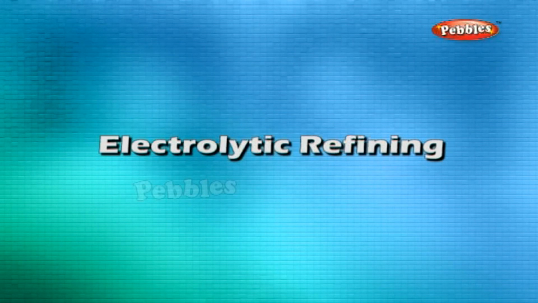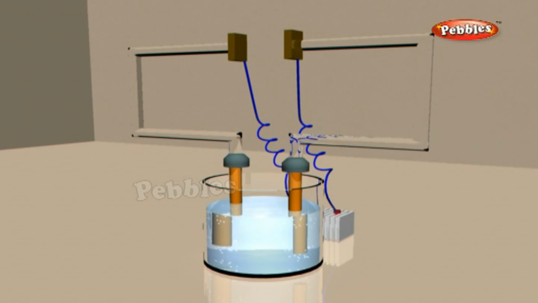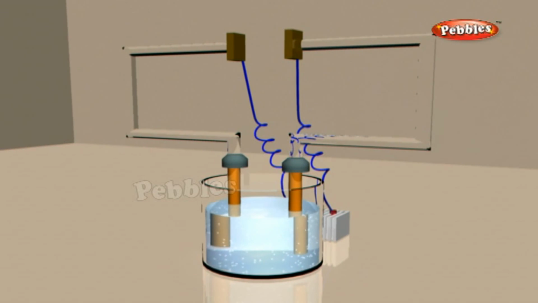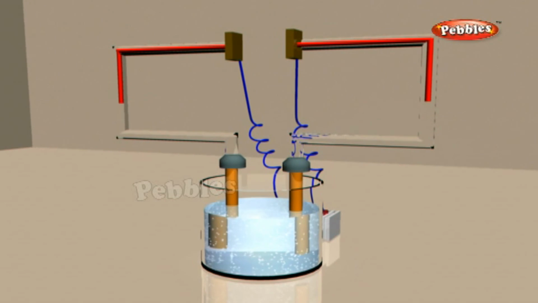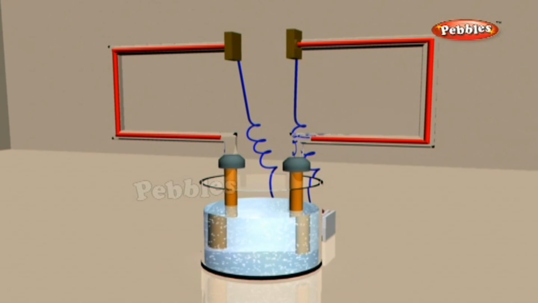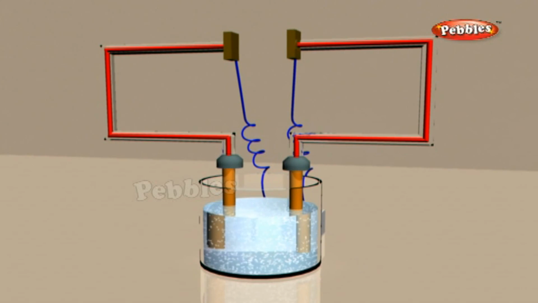Electrolytic refining. When a metal of high purity is required, electro-refining is done. The impure metal is made the anode. A pure thin sheet of the same metal is made the cathode, and an aqueous solution of the metallic salt forms the electrolyte.